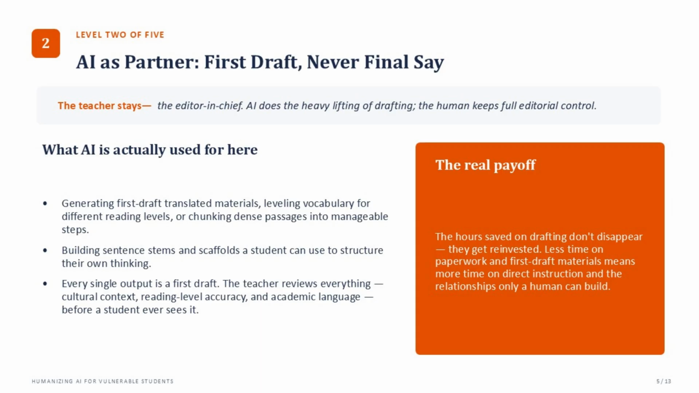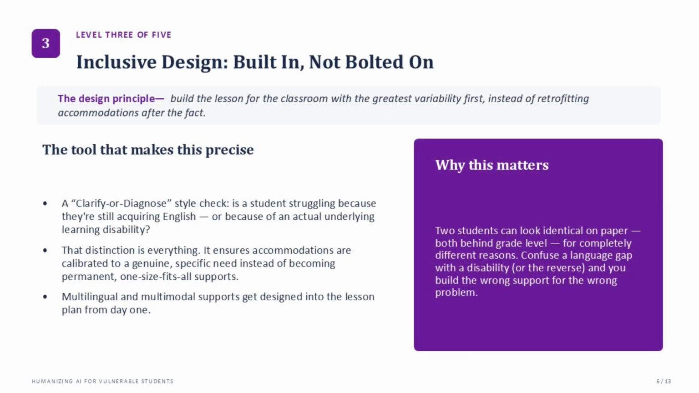That structural shift makes a lot of sense. You're freeing up the human to do the things only a human can really do. Precisely. And that flows perfectly into the next phase of the continuum, which is level 3, inclusive design. Right, level 3. This is about building those multilingual and multimodal supports from the very beginning of the lesson plan, right? Yeah, you design for the learner with the greatest variability first. You don't just retrofit a lesson after a student has already failed. Which is so common, sadly.